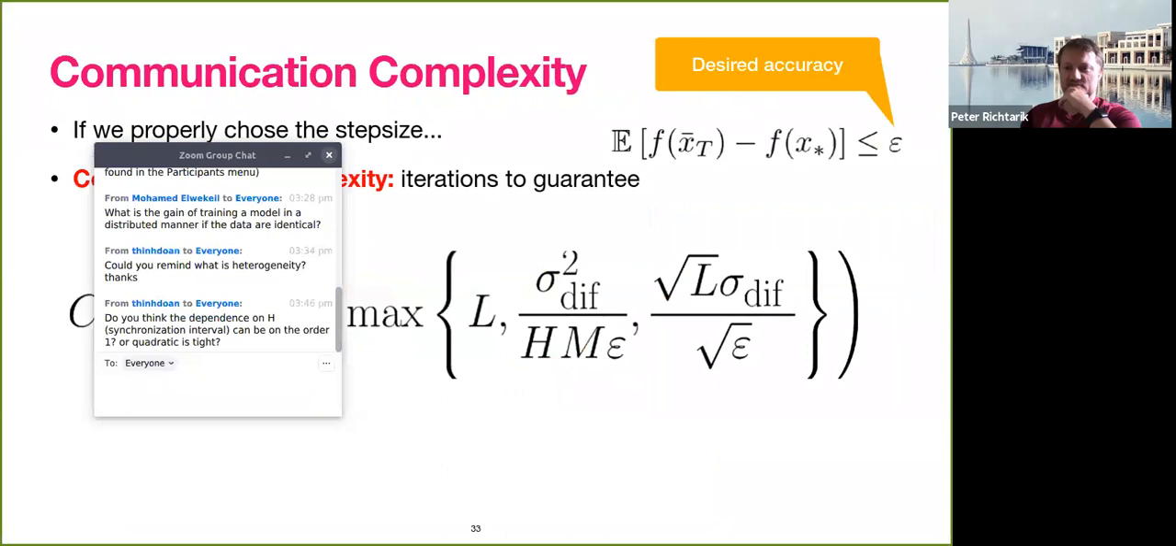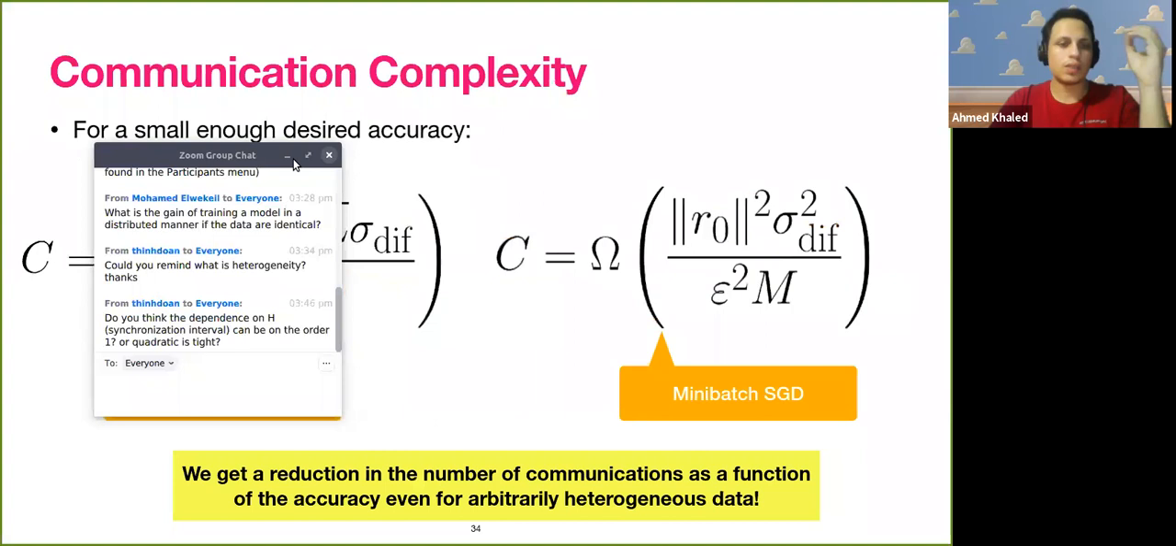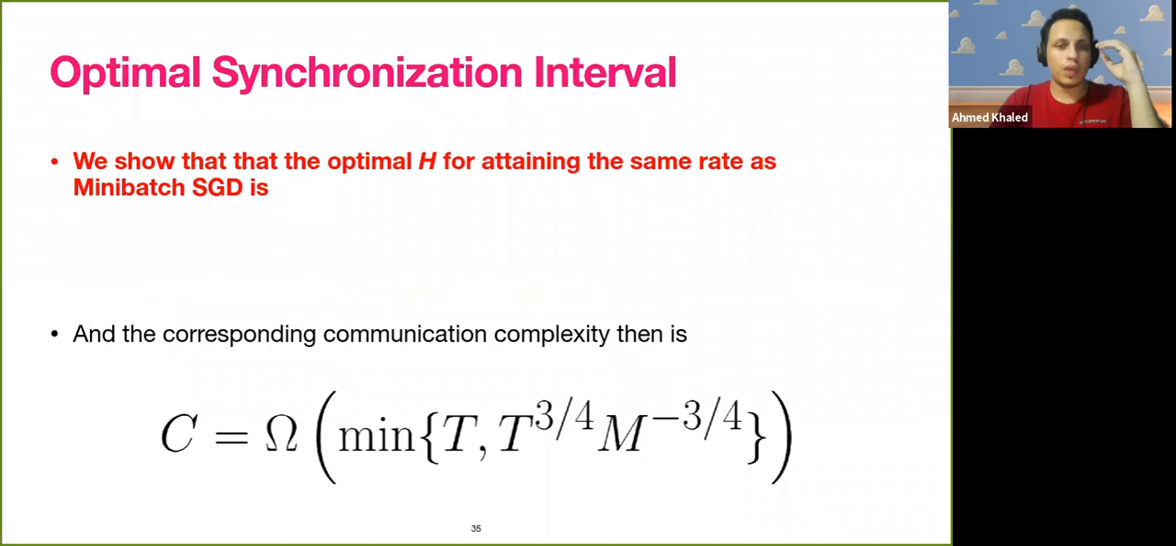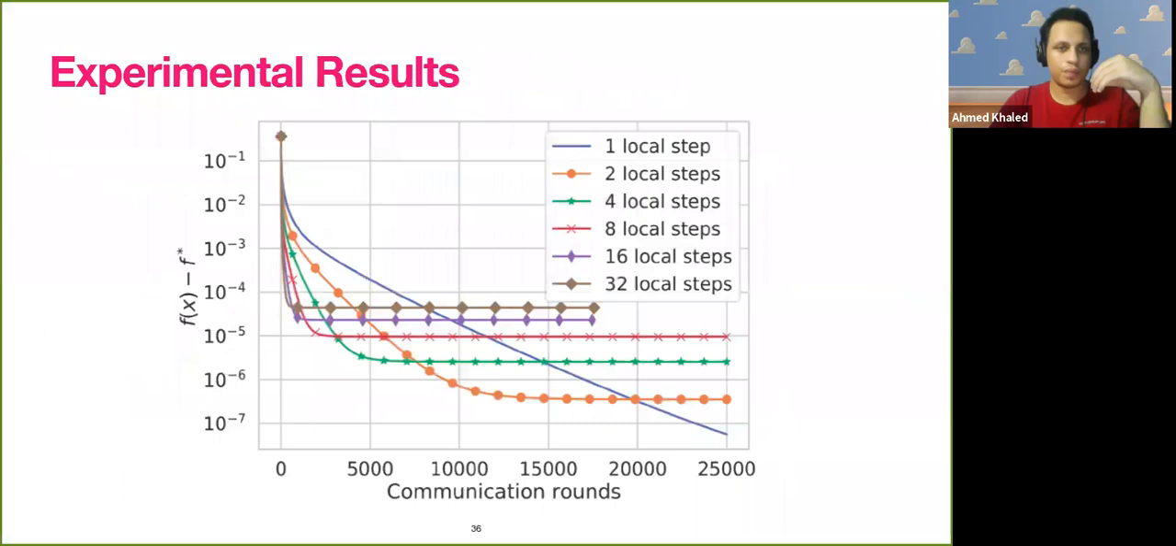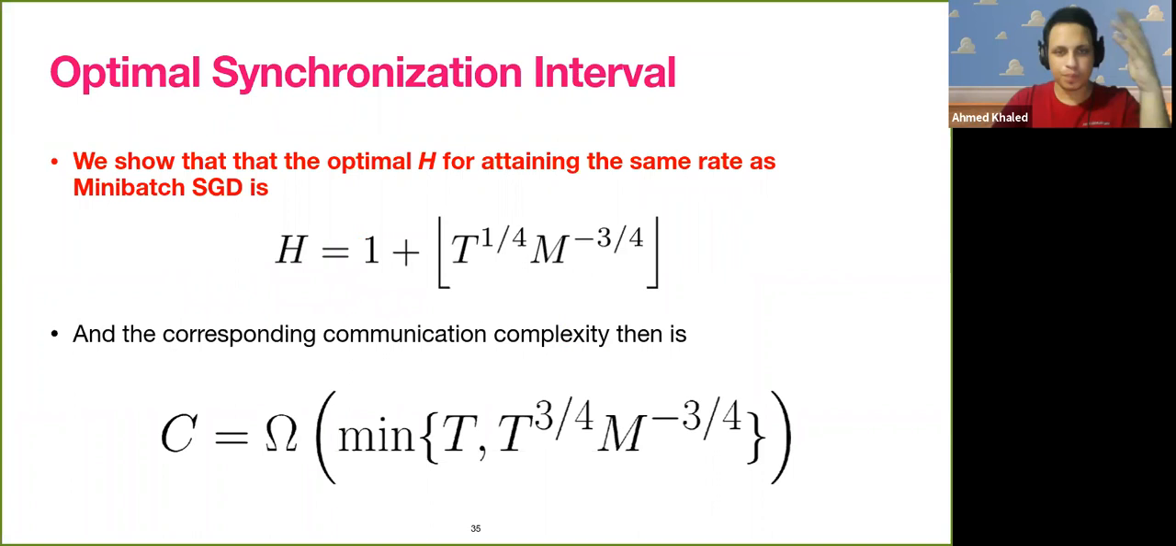So, as I said, the main thing here is that we basically are getting a reduction in the number of communications, and we're doing it for free. Okay, so we can actually attain an optimal synchronization interval, and we can derive it in the following way. The derivation is not here, it is in the paper, but the total communication complexity ends up being this minimum of T and T to the power 3/4 times M to the power negative 3/4.